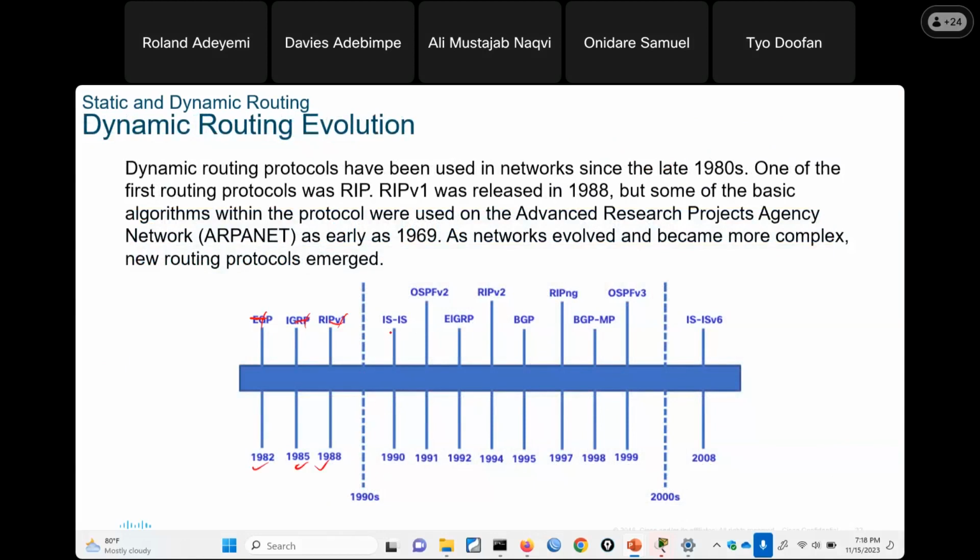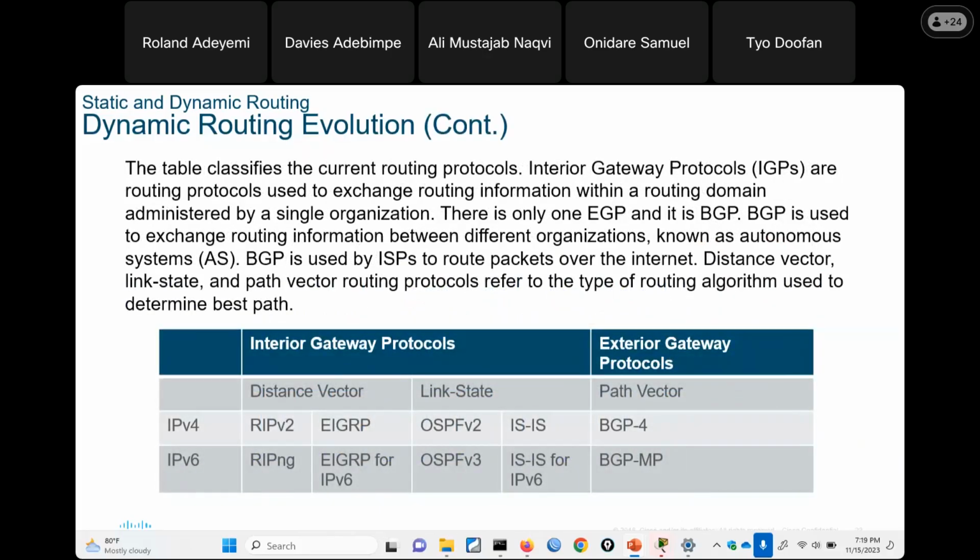Then from 1990, we have others: ISIS, OSPF version 2, EIGRP, RIP version 2, BGP, RIP new generation, BGP-MP, OSPF version 3. Then from 2000, we now have ISIS version 6. ISIS is a protocol used by service providers, and BGP. These two are referred to as exterior gateway protocols. They are used by service providers. But don't forget, we are going to just do this one and this one when we're talking about dynamic routing protocol.